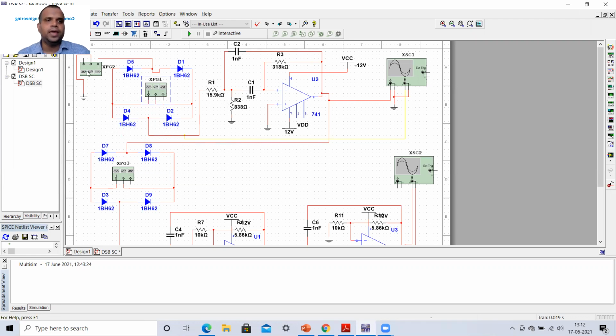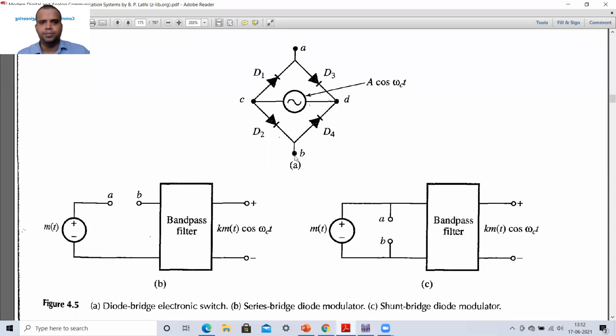Here I am taking the message signal. This has to be connected to this particular switching modulator, this diode bridge network, and then this output has to be connected to this particular band pass filter from this point. Here you can see in this picture, this B point is connected to this band pass filter.